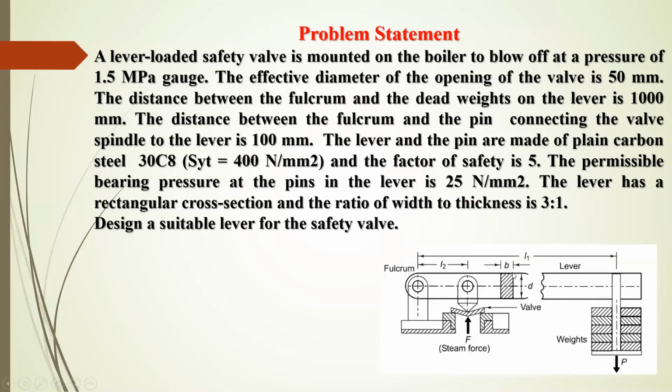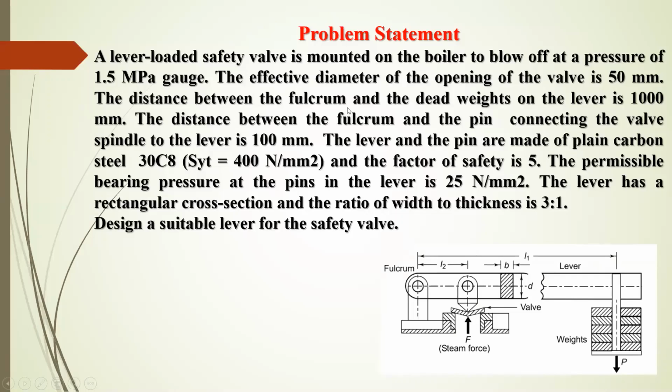Here we can see the diagram. Here this steam force is there, and due to that steam force, this lever gets lifted if the steam force goes beyond the limiting value. So this is the lever that we have to design in this problem. The effective diameter of the opening is 50 mm. The force F acts on this opening of the valve. So this diameter is given as 50 mm.